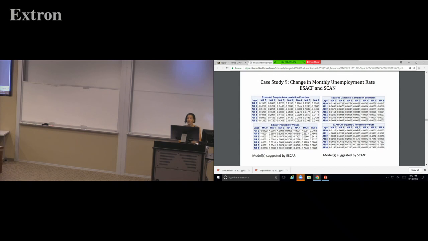Alrighty, so this is the output from the extended sample autocorrelation function and the scan function.